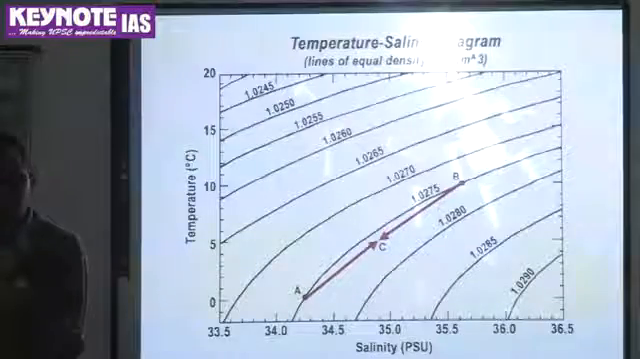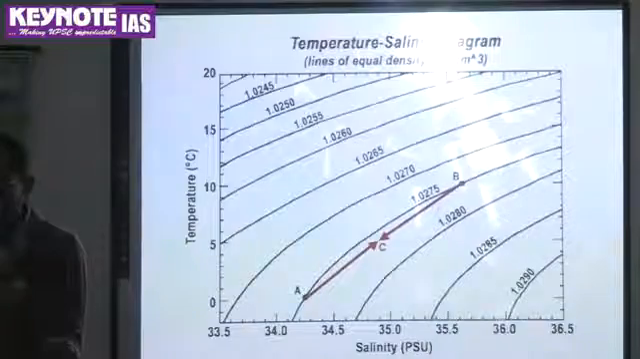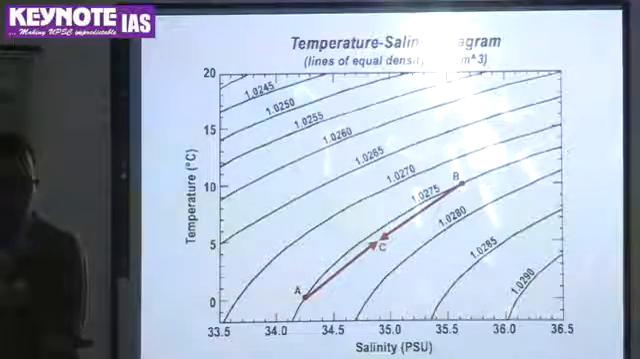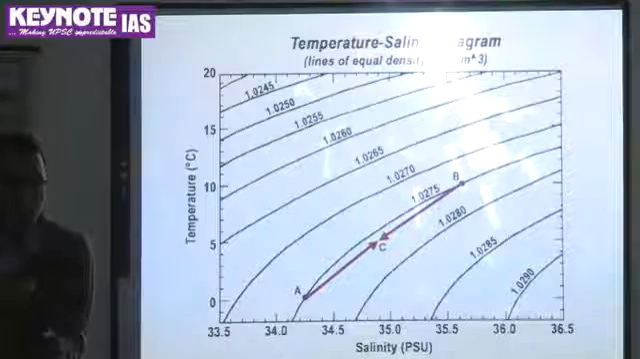The difference is so minor, you can see, in density. It's starting from 1.024 and it's ending with 1.029. Hardly 0.005 difference. That is large enough to create density variation.